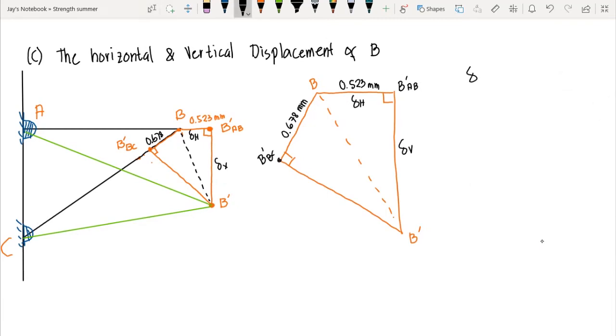Now we know that our horizontal component here is equal to the expansion of member AB. Okay, this entire length here. And we know that the expansion of AB is equal to 0.523 millimeter. So this is the horizontal component of the displacement of B. Now we compute for the vertical displacement.